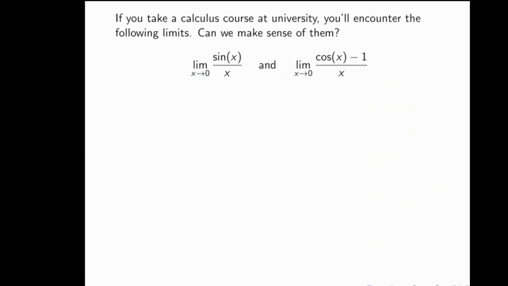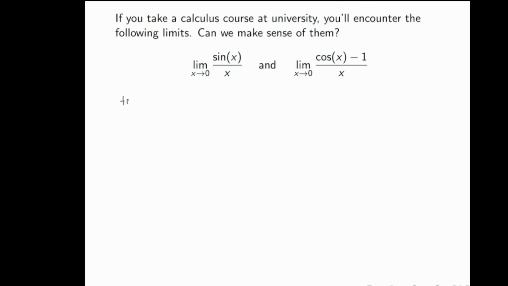So if you take a calculus course at university, you'll encounter these common trig limits. I'll call them the fundamental trig limits. And let's see if we can just make sense of them naively. We know that sine of x and x are continuous functions. Maybe if we plug in x equals 0 for these limits, maybe we'll get something. So we're trying to evaluate the limit as x goes to 0 of sine x over x.